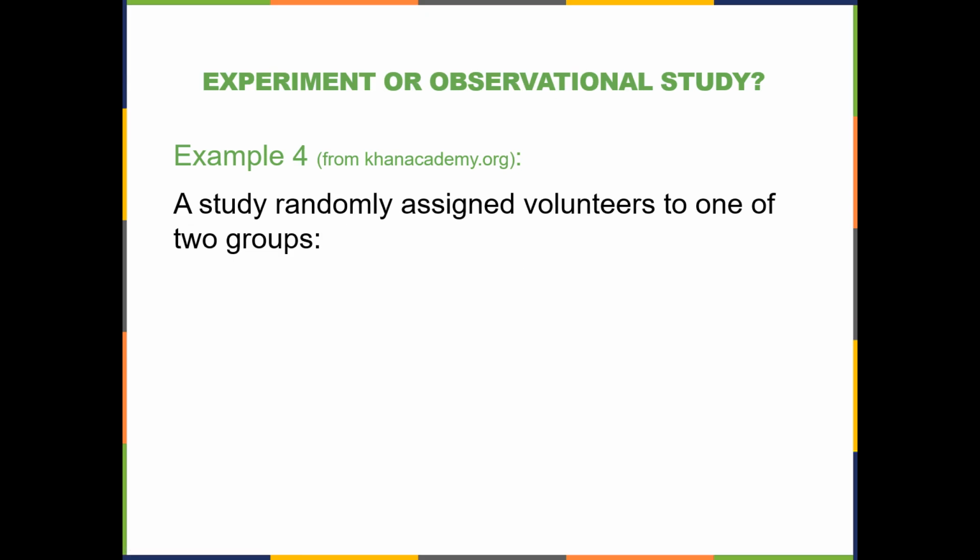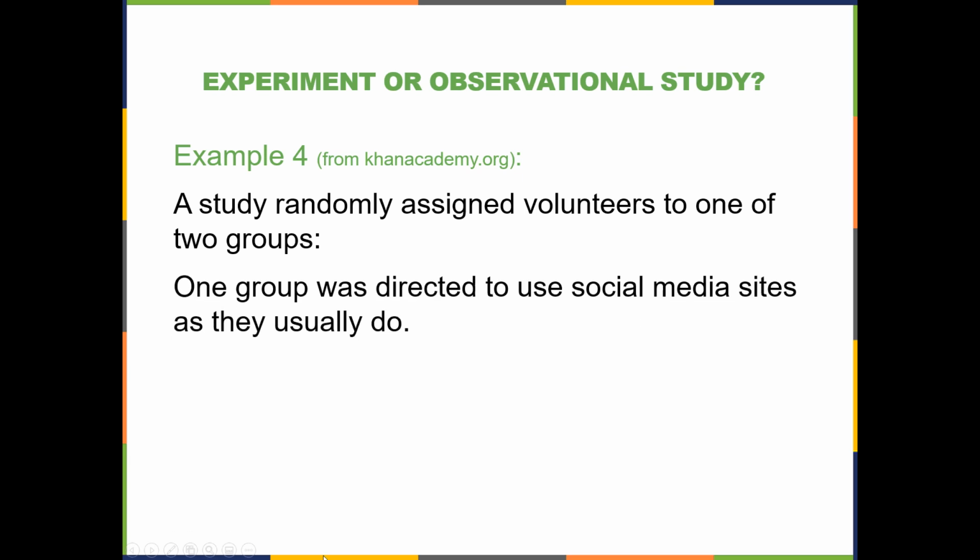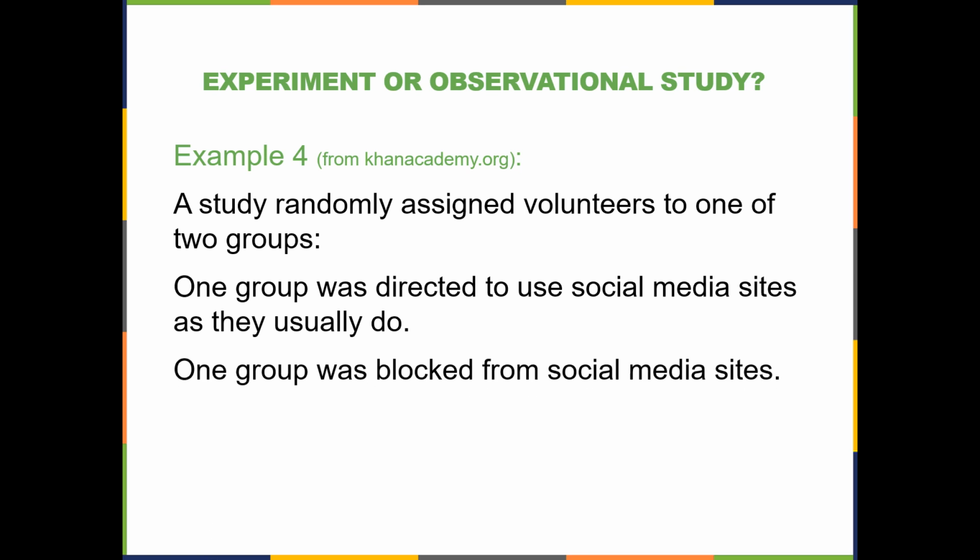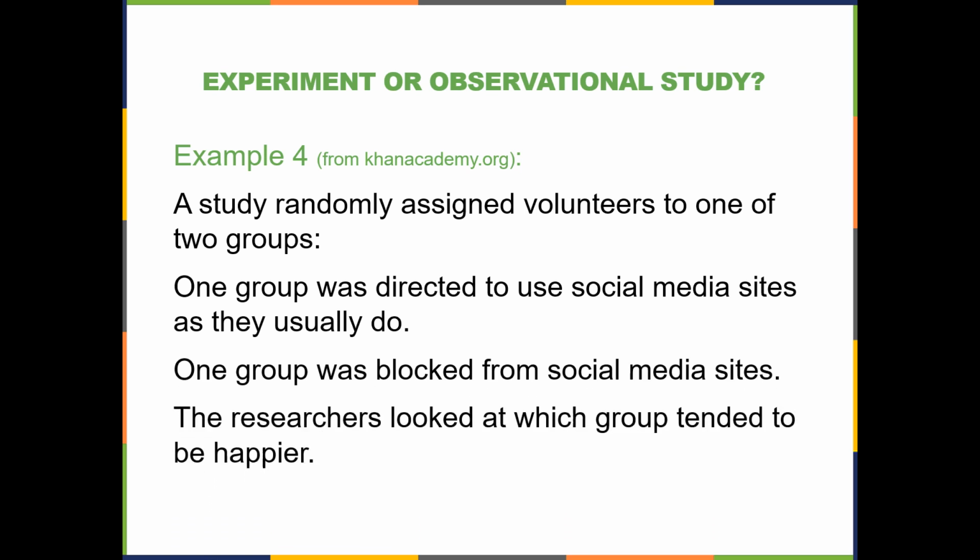Example 4. A study randomly assigned volunteers to one of two groups. One group was directed to use social media sites as they usually do. One group was blocked from social media sites. The researchers looked at which group tended to be happier. Would this be an example of an experiment or an observational study? Are the researchers involved in affecting the outcomes? Yes. Since the researchers are directing what is going to happen to the subjects in each group, this is an experiment.